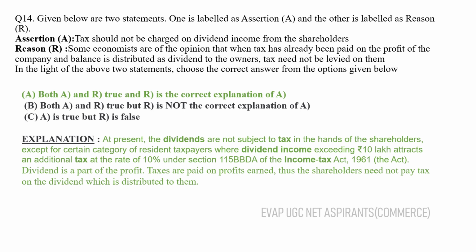Next is both A and R are true but R is not the correct explanation of A. Next is A is true but R is false. So the right answer is both A and R are true and R is the correct explanation of A.